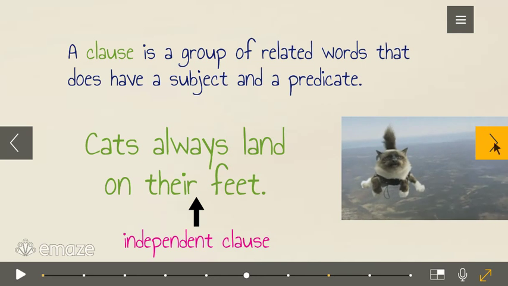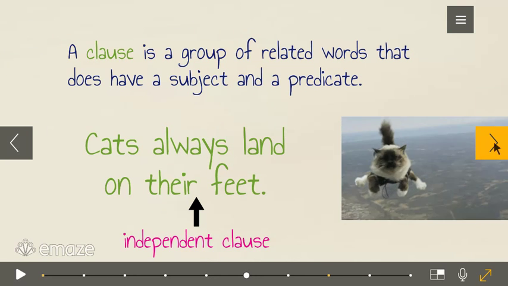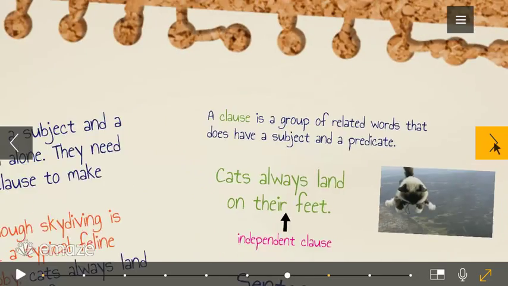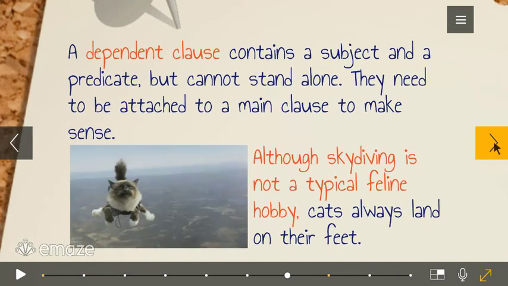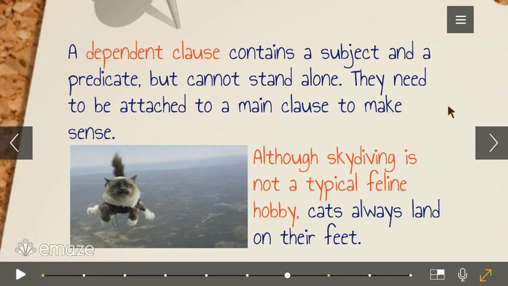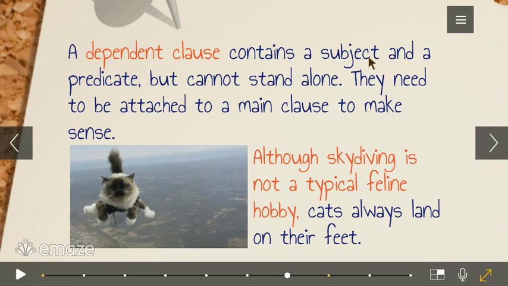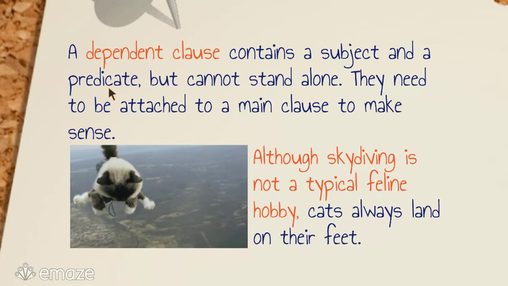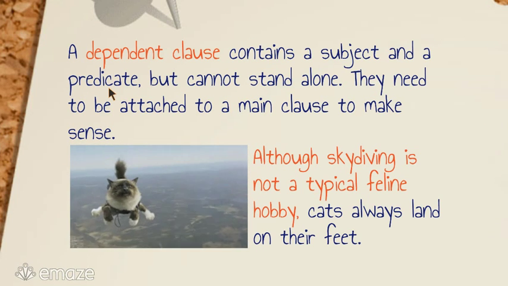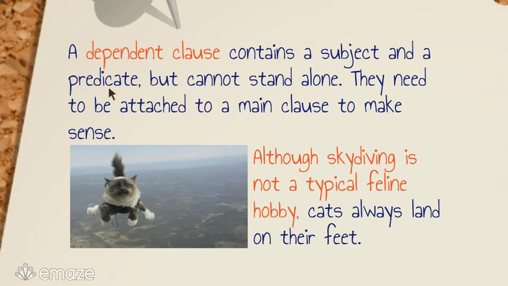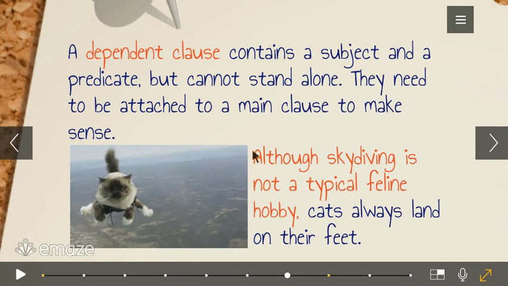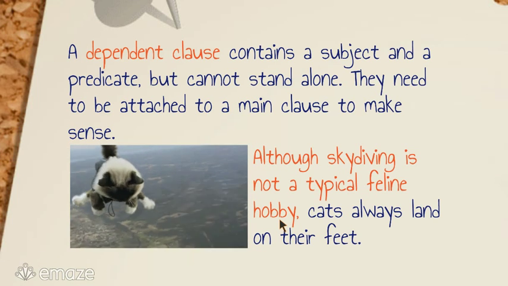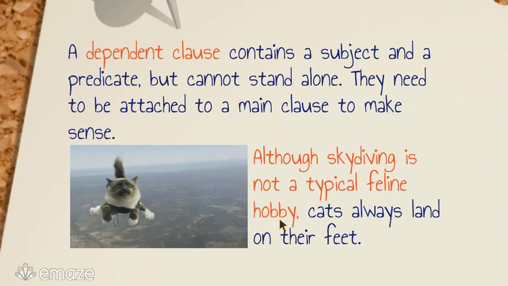There are other types of clauses that have a subject and a predicate but can't be a complete sentence. Let's look at an example. A dependent clause, unlike an independent clause, contains a subject and a predicate, but it can't stand alone. It needs to be attached to that main clause in order to make sense. We've got a dependent clause here in orange. Although skydiving is not a typical feline hobby, cats always land on their feet.